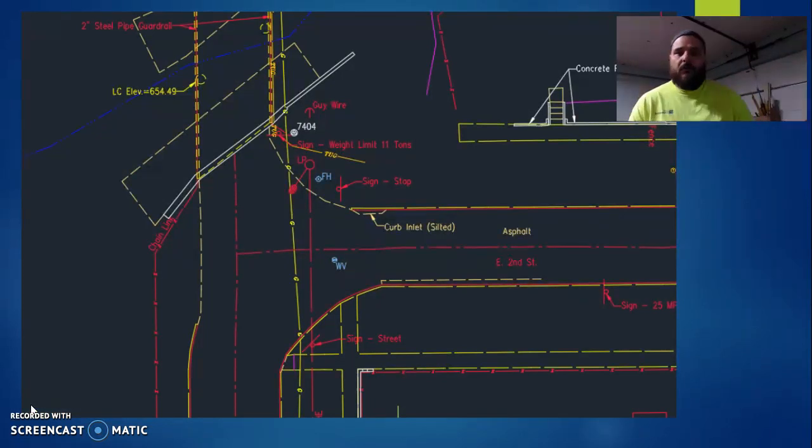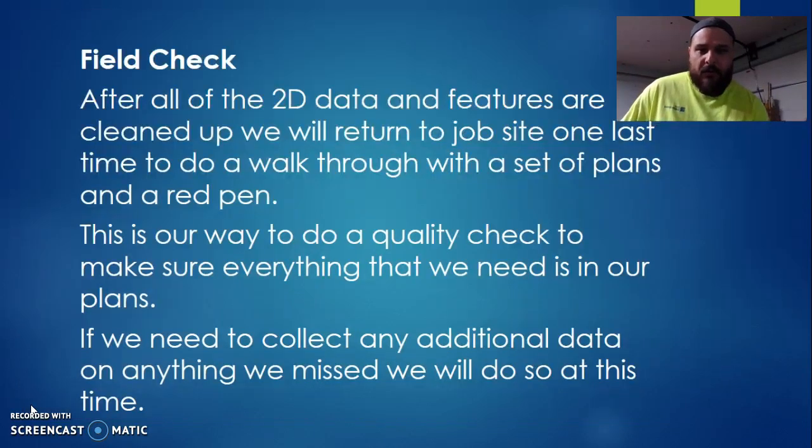In the drawing, we have the bridge here with the low chord elevation of the piers and everything labeled. They have the guardrails there, the guide wires, signs of 11 tons, and the street. It's made of asphalt. The street name, East 2nd Street.